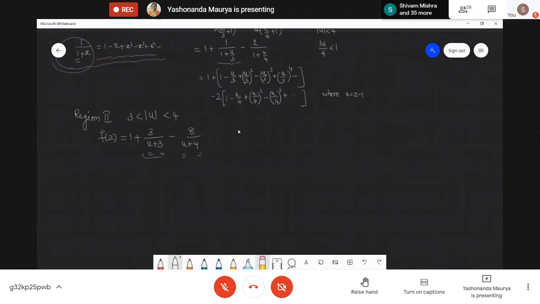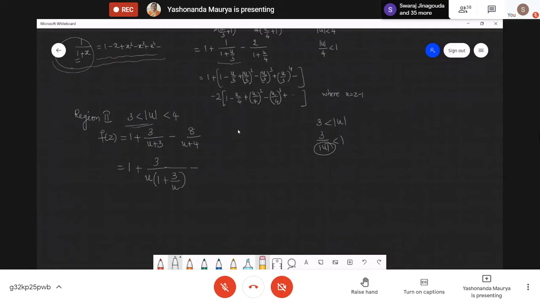What do we take out common from the first term? First u. Correct. Why u? Because this condition gives me mod of 3 is less than mod of u, therefore 3 upon mod u is less than 1. So what is coming in the denominator? Mod u. So we will be taking u common over here. So this is equal to 1 plus 3 upon u, so it will be 1 plus 3 by u.